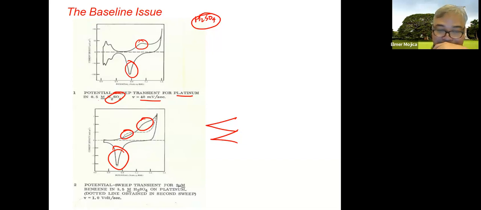So maybe what might happen, when it undergoes reduction, it is converted to something, and it was not reduced anymore. So another step was reduced. So when you sweep it again, the peak that comes at this potential is different from that one. So ganyan na yung pag-explain doon sa what we call CB.